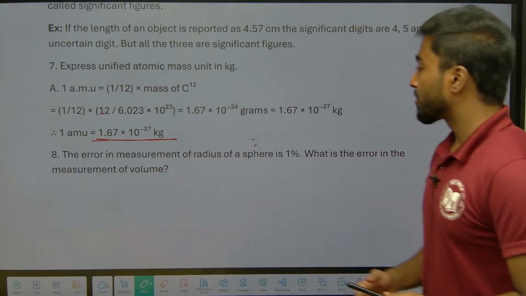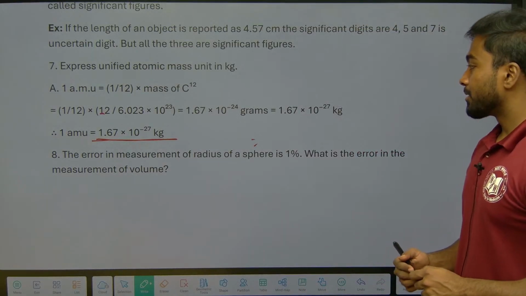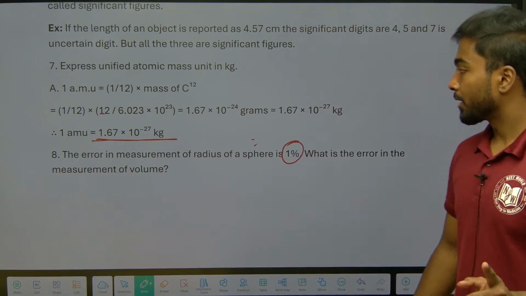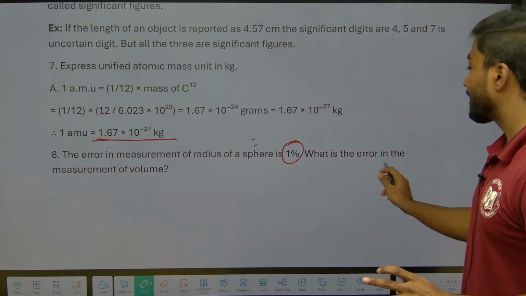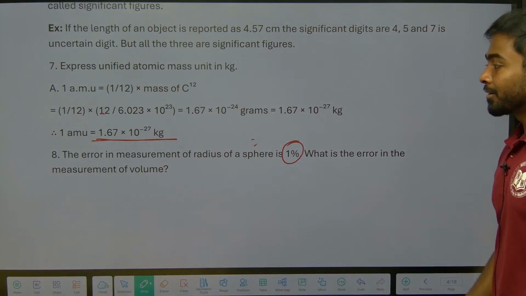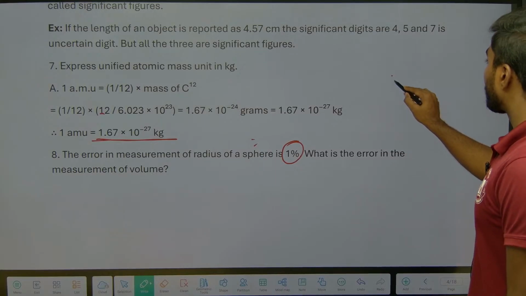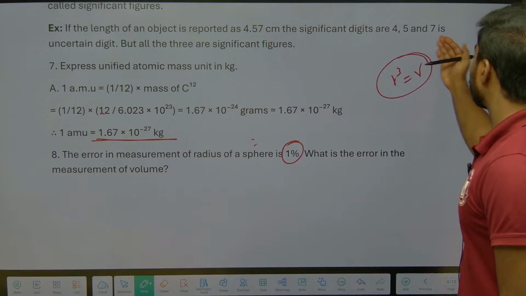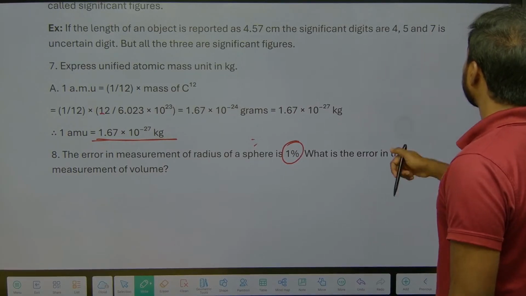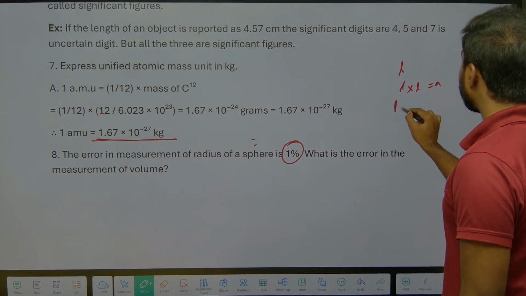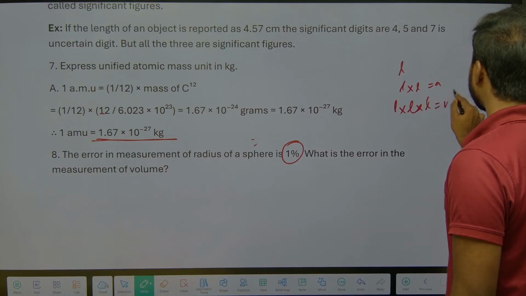The next question is, the error in measurement of the radius of a sphere is 1%. What is the error in the measurement of the volume? What is the relation between volume and radius? It is r cube. Volume is length into length into length, where length into length is area, and again into length is volume.